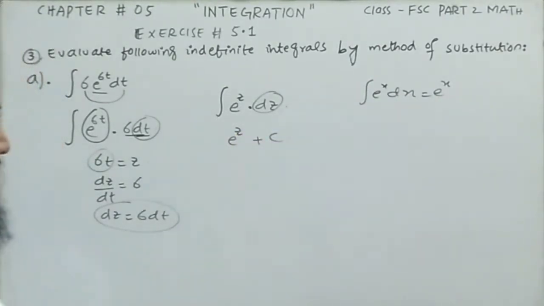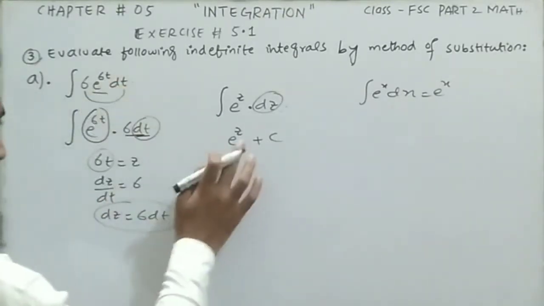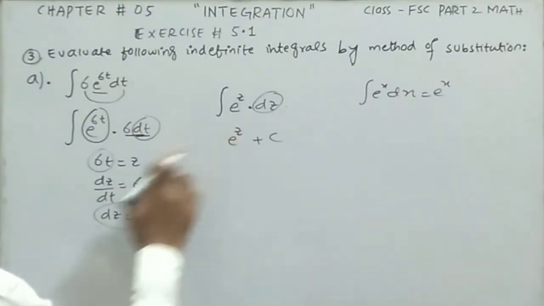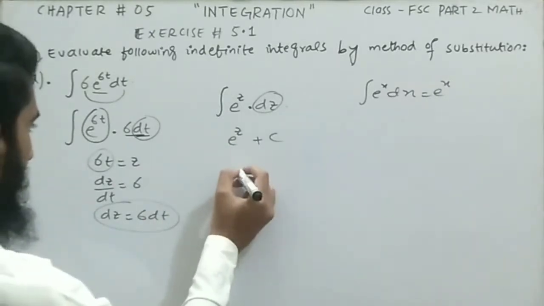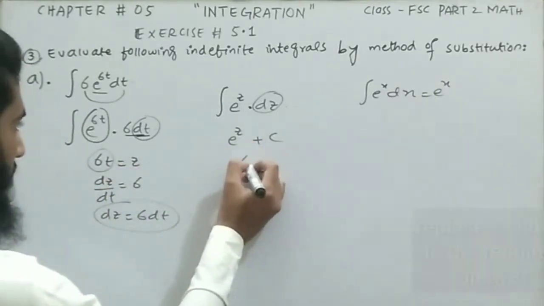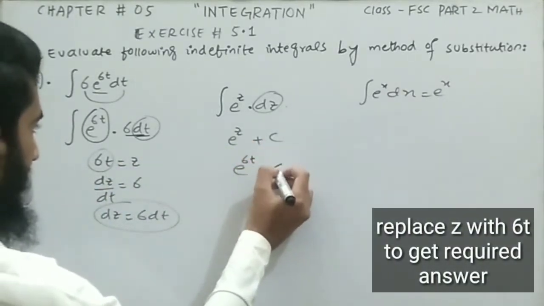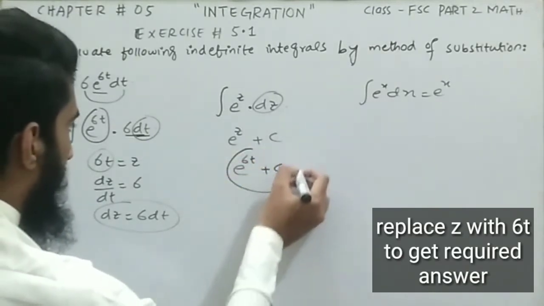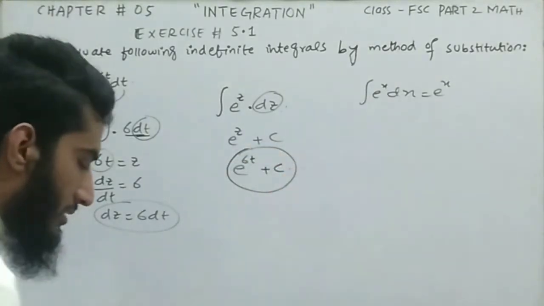Now recall that our original variable was t, not z. So again replace the value of z equal to 6t over here. So it becomes e power z, where z is 6t, so it becomes e power 6t plus the constant of integration. So this is actually the required and desired answer.